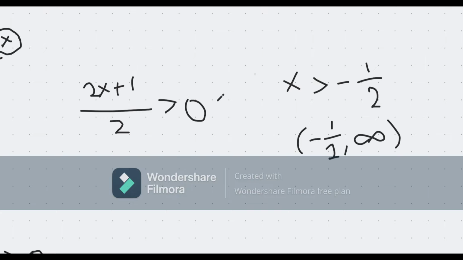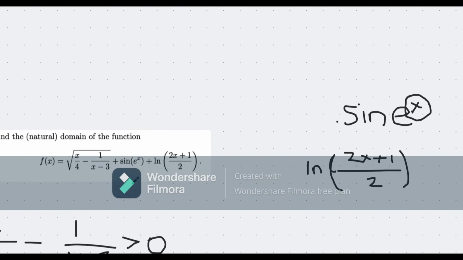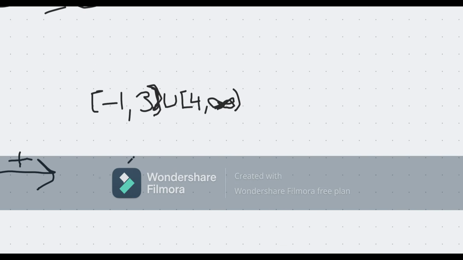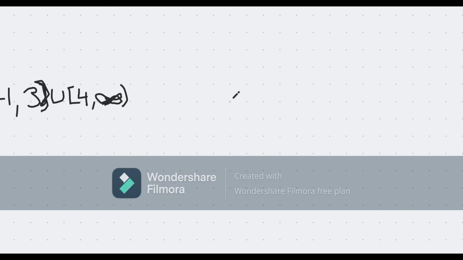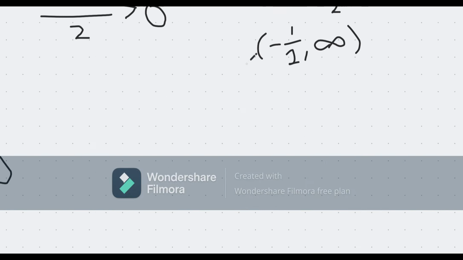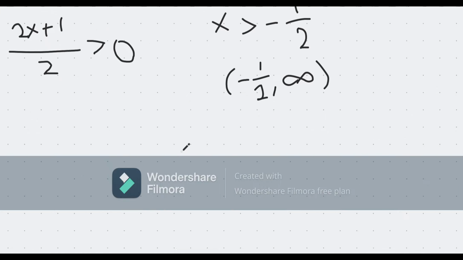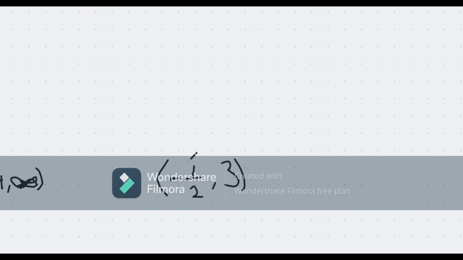Okay, so now that we have the restrictions for each question, we can combine all the restrictions. From the previous question, we got the restrictions where the function is defined, so let's just combine them. The final restrictions would be negative a half to 3. Again, round brackets because it's not included in the domain. For this question, it's round brackets, and for this question, it's round brackets because ln can't equal 0. You can't ln a negative number or a 0.